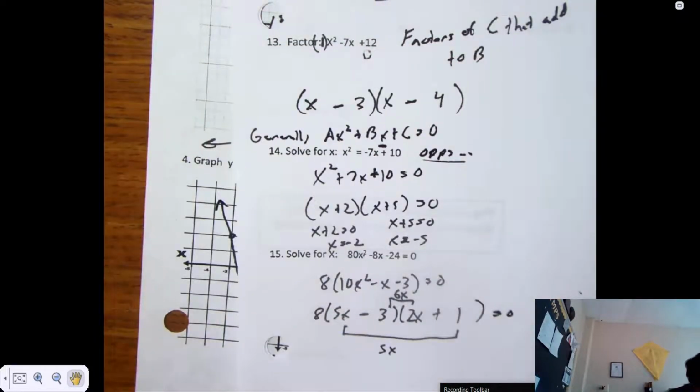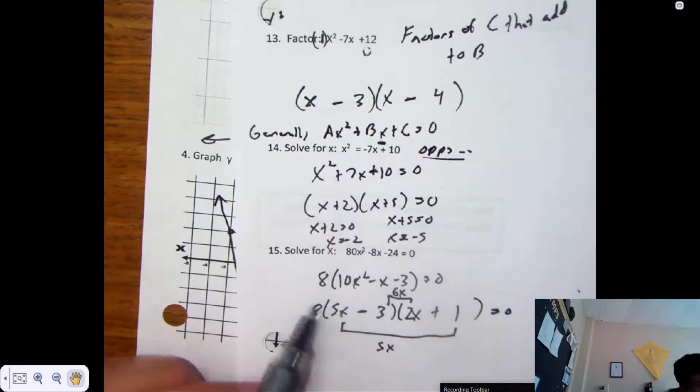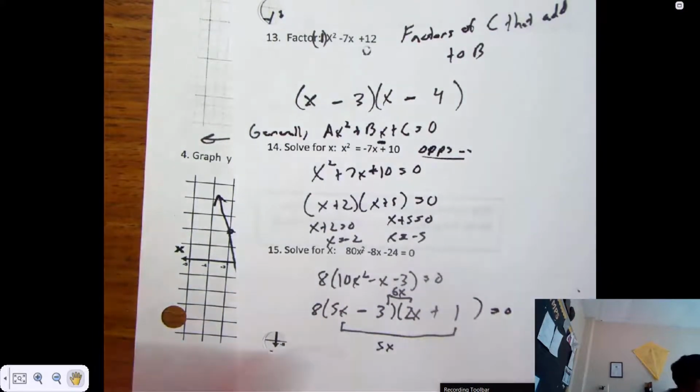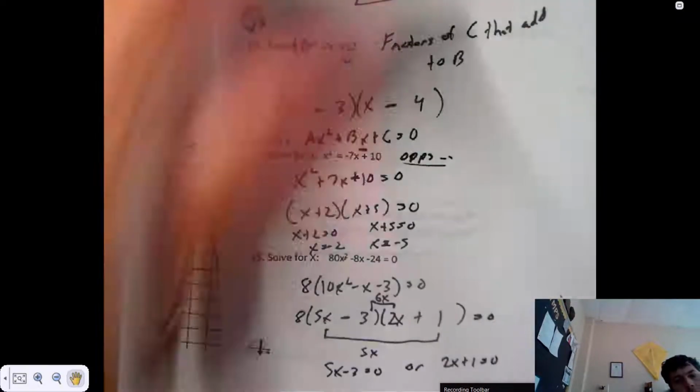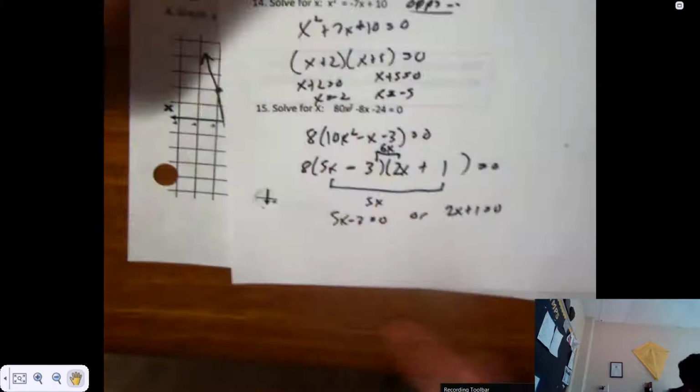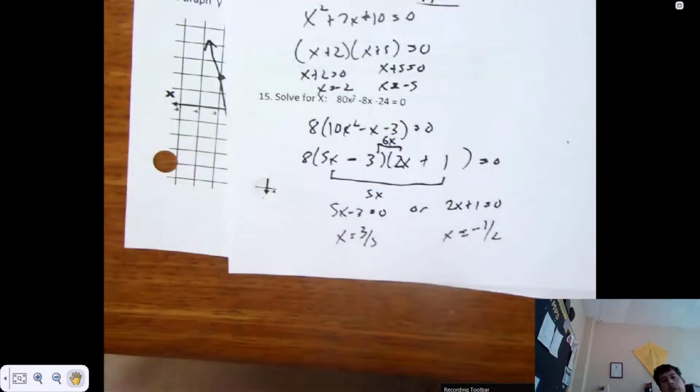Now, this is just a number 8. Don't worry about it. You worry about the pieces that contain x's. So 5x minus 3 is 0, or 2x plus 1 is 0. Both of those are what we call a two-step equation in algebra. There are two steps. Add 3, divide by 5. 3/5. Subtract 1, divide by 2. Negative 1/2. I'm either 3/5 or I'm negative 1/2. And we're moving on.